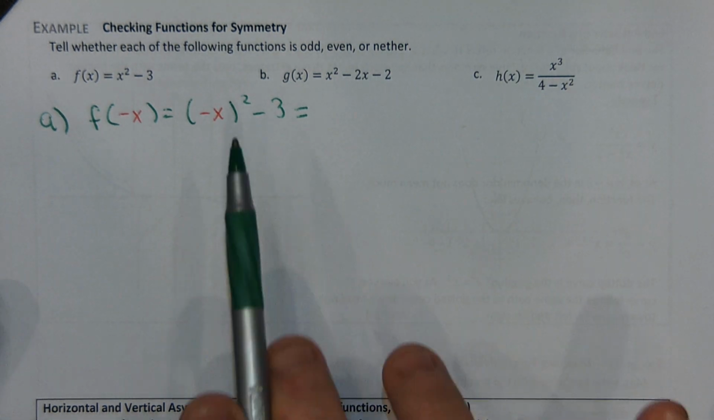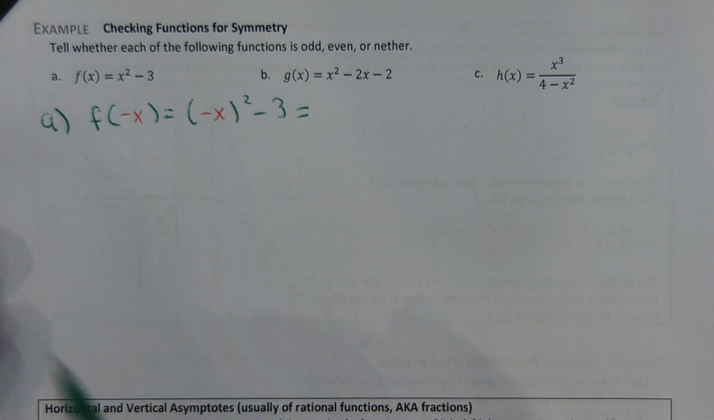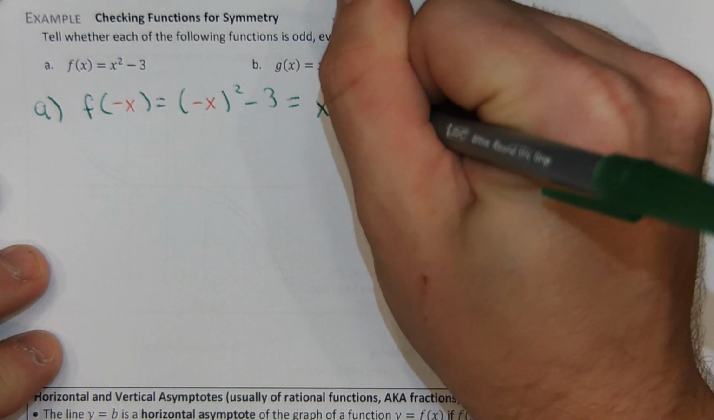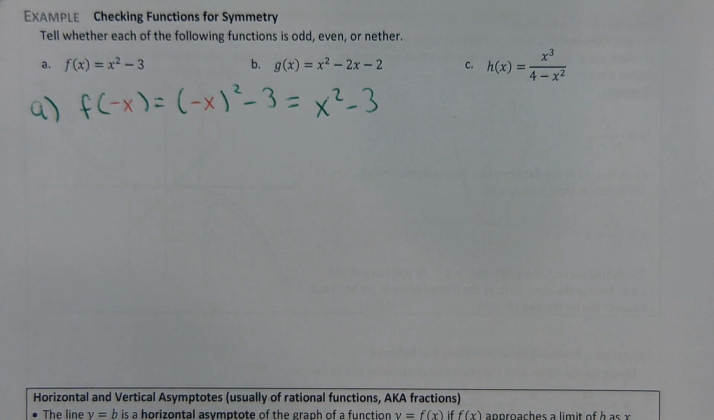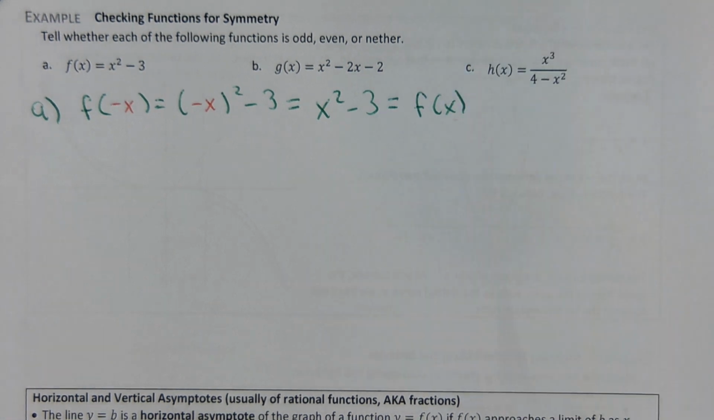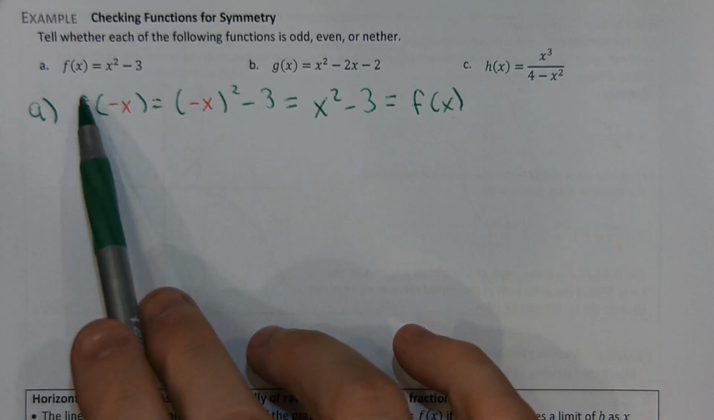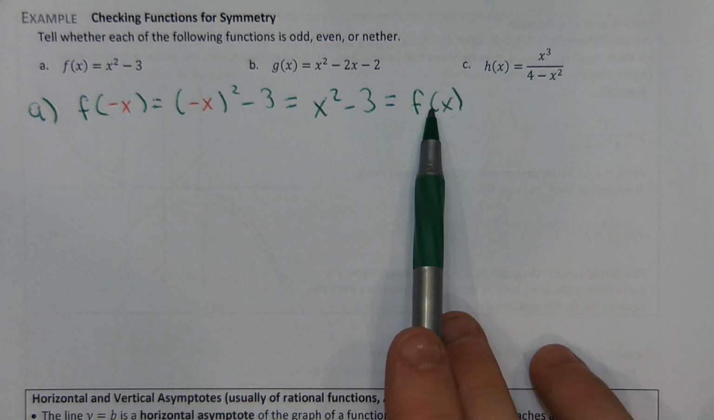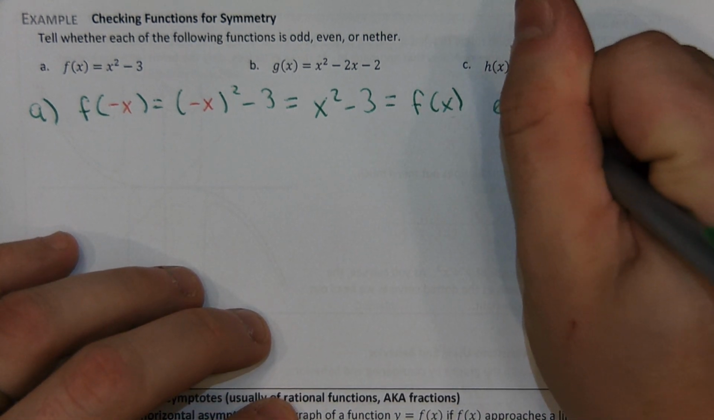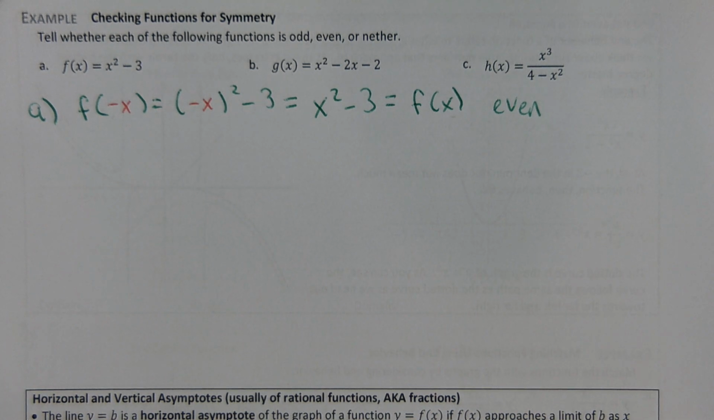Well, last time I checked, squaring a negative number gives me back a positive number. So -x times -x will give you x squared. And you know what? x squared minus 3, that was my original function. So plugging in -x did absolutely nothing. This is an even function. Let's check B. Let's do B in blue.